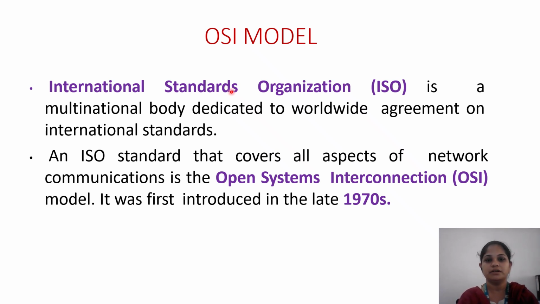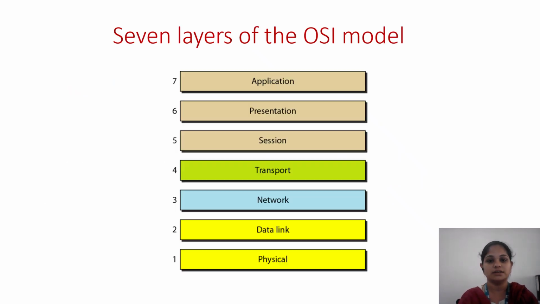The first one is the International Standard Organization, ISO. It is a multinational body dedicated to creating a worldwide agreement based on international standards. That standard can cover all aspects of network communication in terms of the Open System Interconnection model, and it was first introduced in the 1970s.